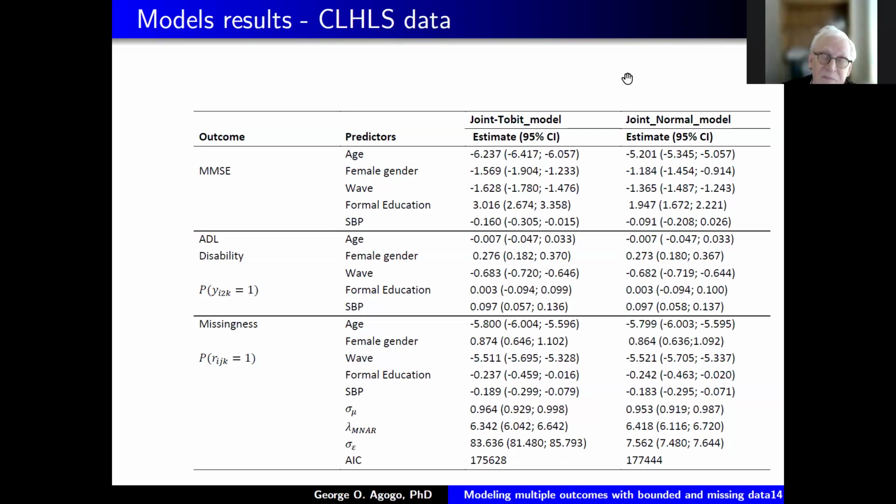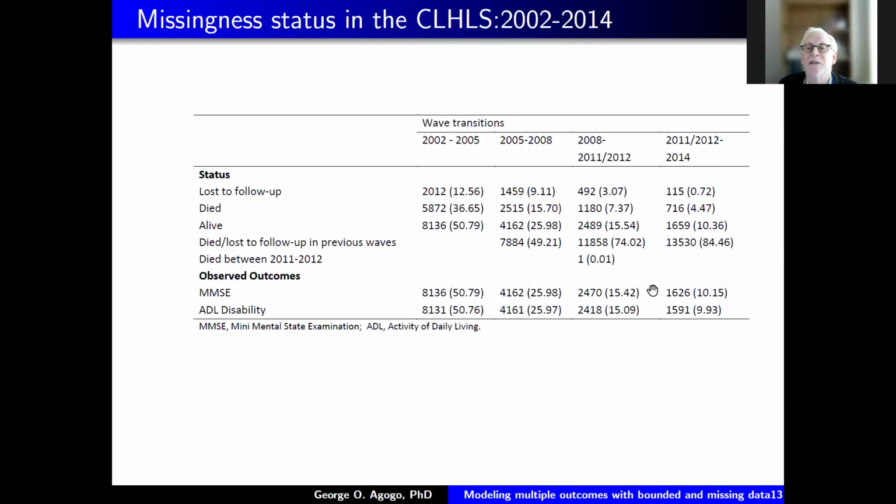He introduces another random effect that describes the likelihood of a certain outcome being missing. And as he showed us in one slide in the Chinese longitudinal study, by the time you get to the end, following old folks, you're down to about 10% in the observed outcomes, in MMSE and ADL disability. So the part, George, that really intrigues me is the MNAR.